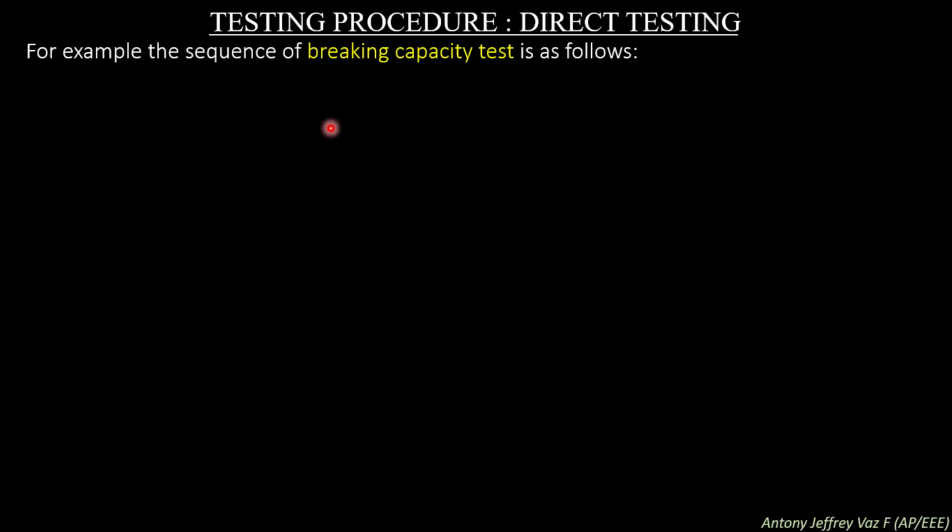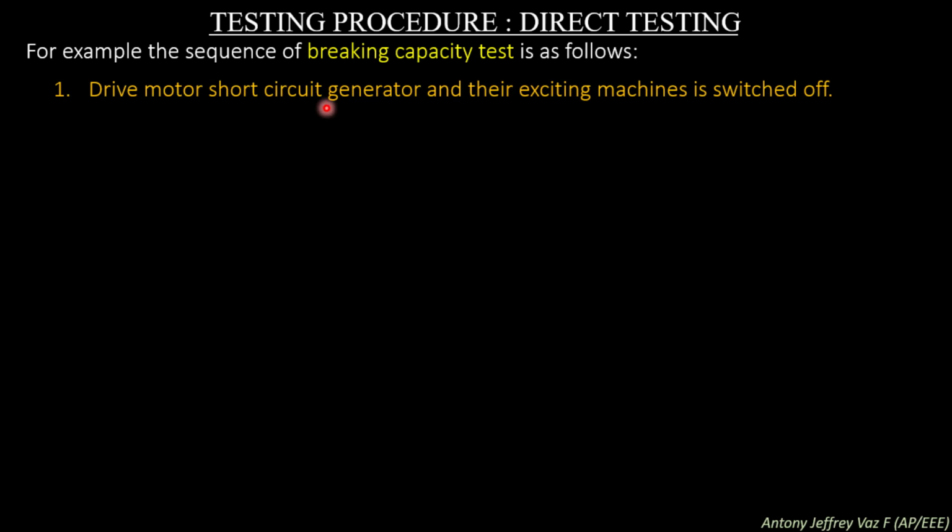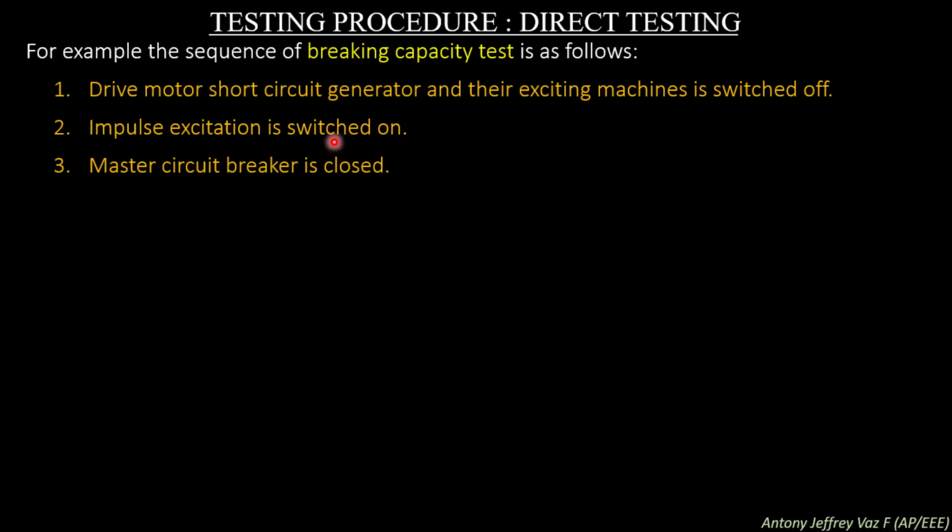For example, the sequence of a breaking capacity test is as follows. Now we are seeing an example sequence of a breaking circuit test. First, the drive motor, short circuit generator and the excitation machines are switched off. Then impulse excitation is switched on. Then the master circuit breaker is closed.